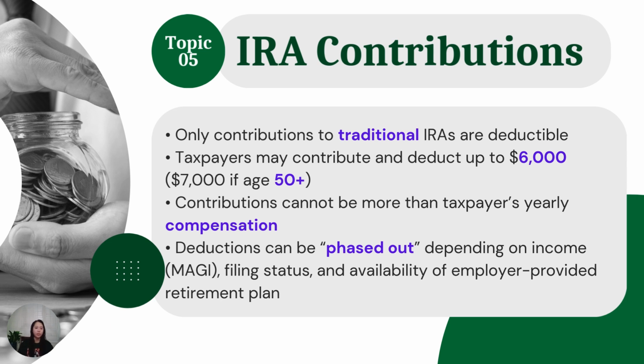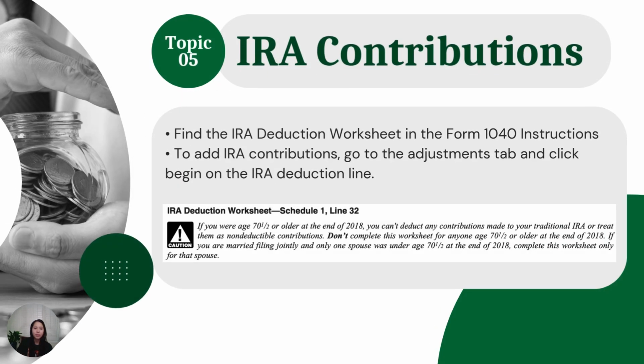Depending on income, MAGI, that's kind of like your adjusted gross income. Sorry, I can't think of what the M stands for, but it's modified adjusted gross income, filing status, and availability of employer-provided retirement plans.